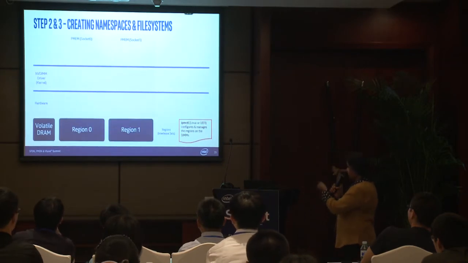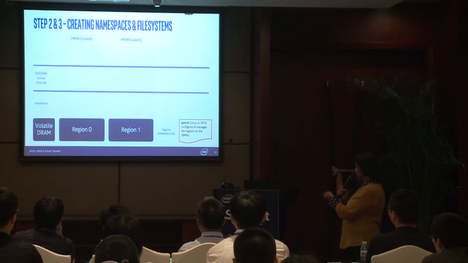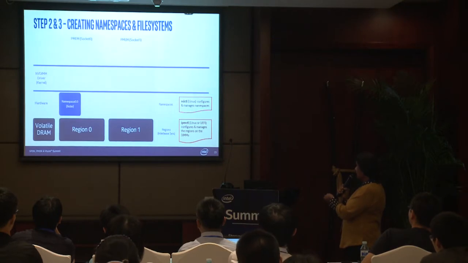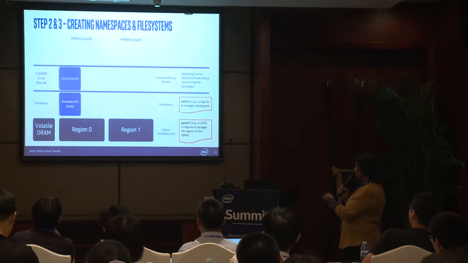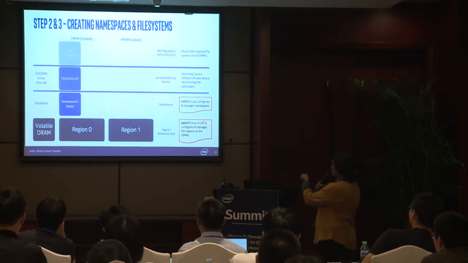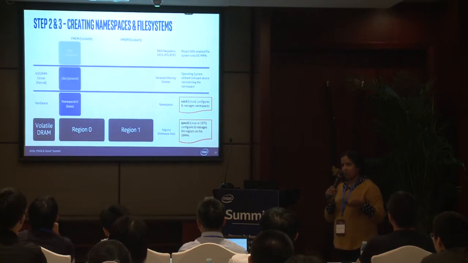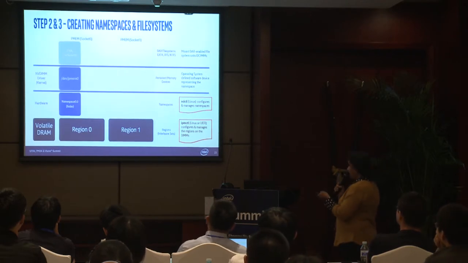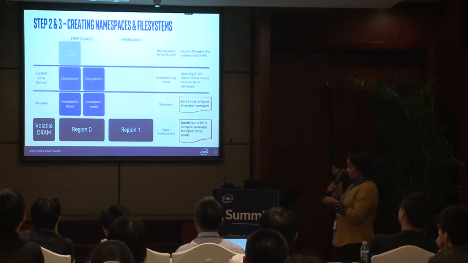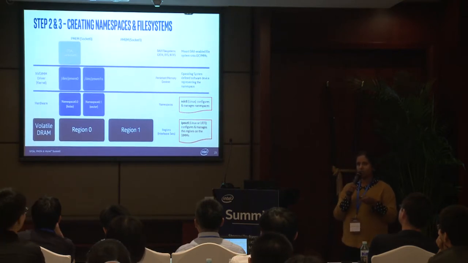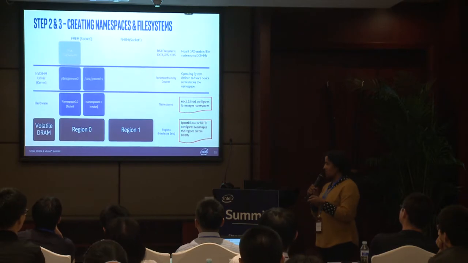So we have, let's say, two socket systems. We created two different regions using IPMCTL, either through Linux or UEFI. And then you're creating namespaces on the regions. And then you create a DAX file system again. You know, Andy talked about the file systems that are persistent memory aware: EXT4, XFS, and NTFS. And you can create more than one namespace on a region.